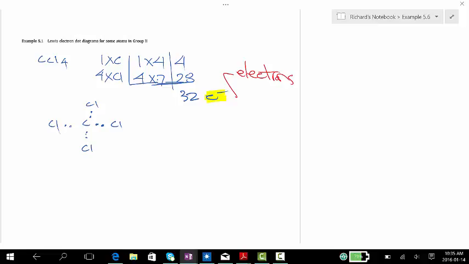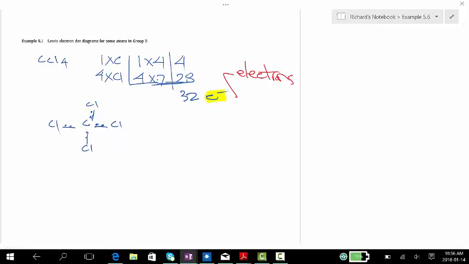What I'm going to do now, because it's going to get kind of messy if I just use dots all the time, is put a line connecting the dots. The line will represent the sharing of a pair of electrons, which is a chemical bond.